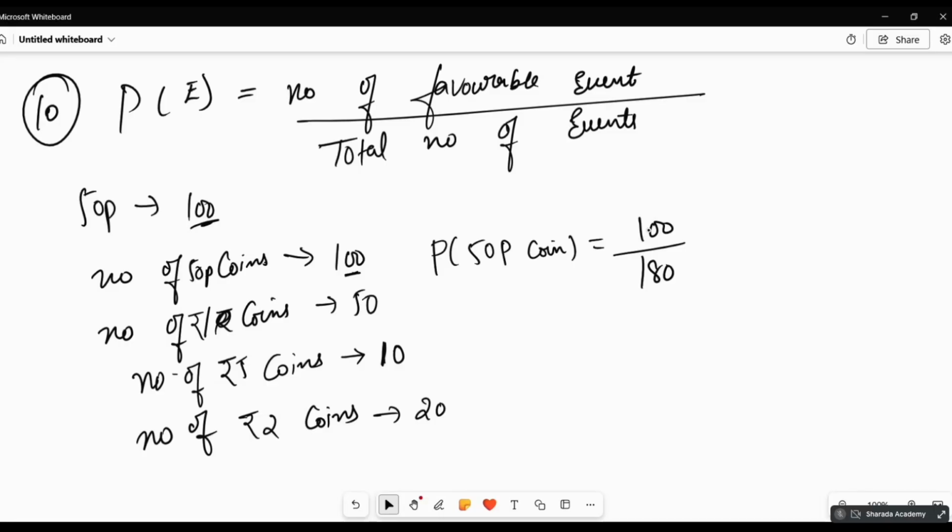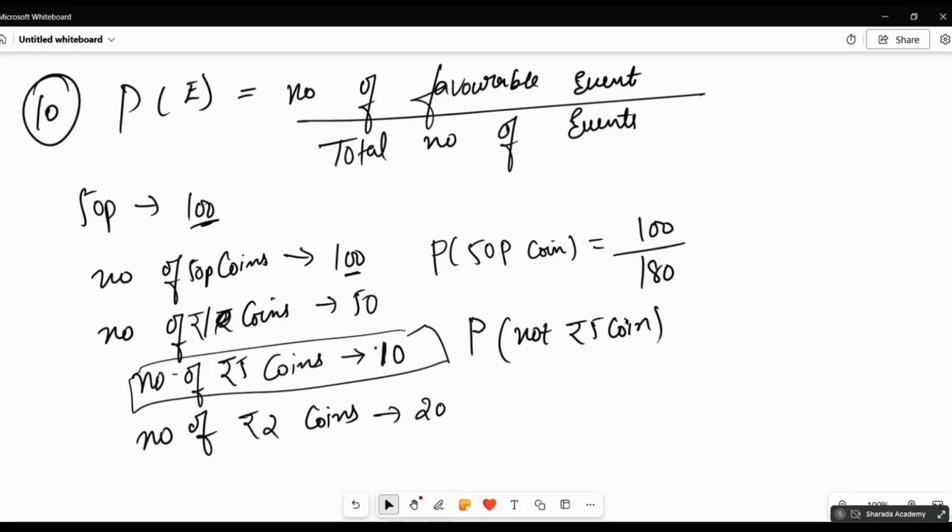Then what else they have given: it will not be a rupee 5 coin. It should not be rupee 5. So rupee 5 is not there. Leaving that, anyone will be my favorable event. So how many? 100 plus 50, 150, 160, 170. So it will be 170 by 180.